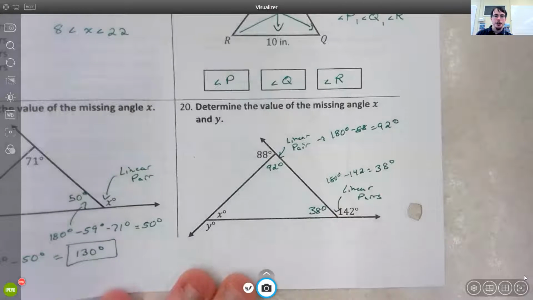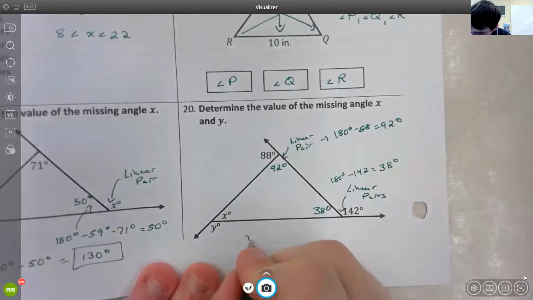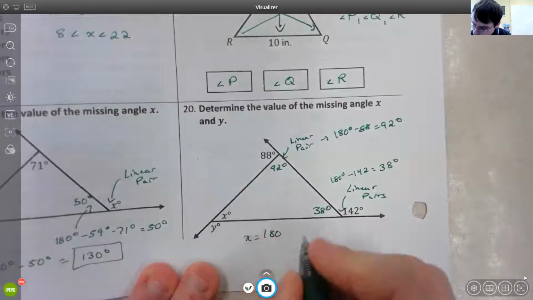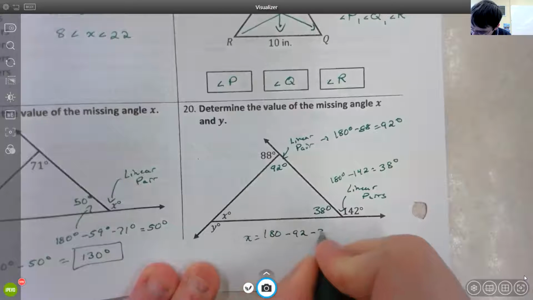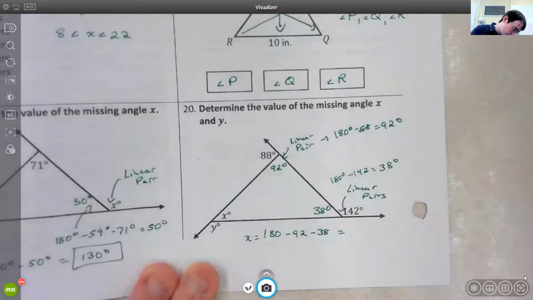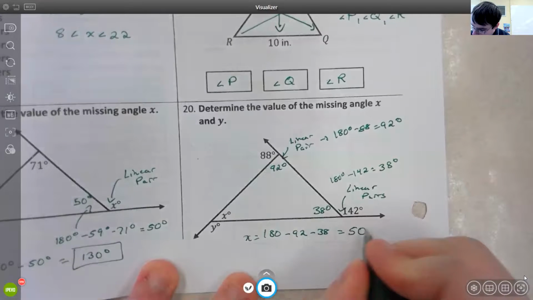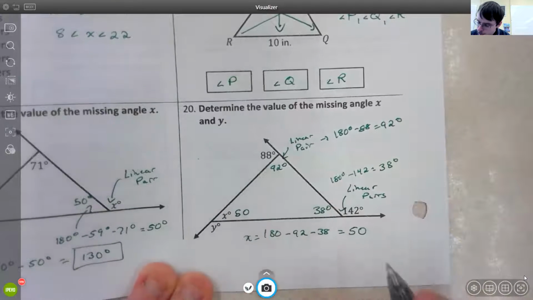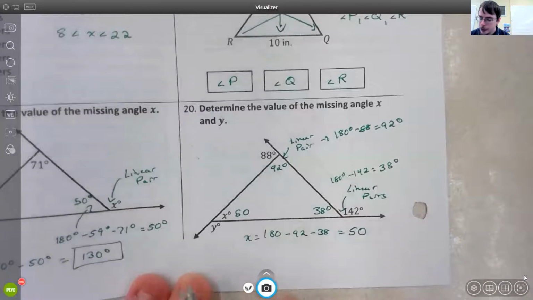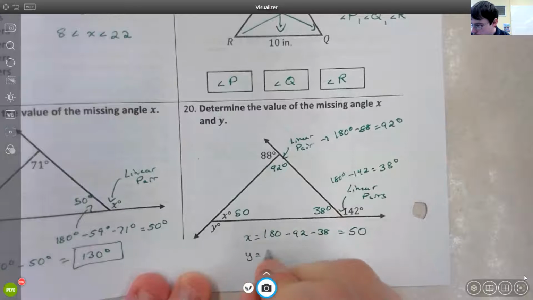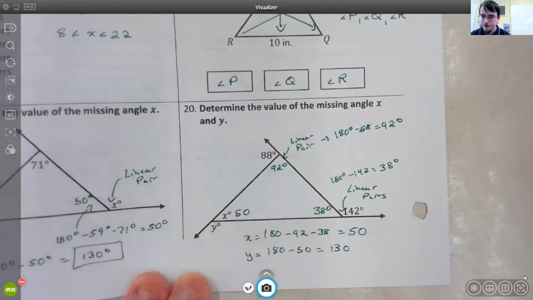X, 92 and 38 would make 180. So X has to equal 180 minus 92 minus 38, which gives us 50 as X. And then Y and X form a linear pair. So that means Y is equal to 180 minus 50, which is 130.